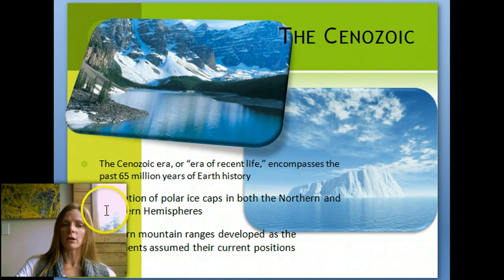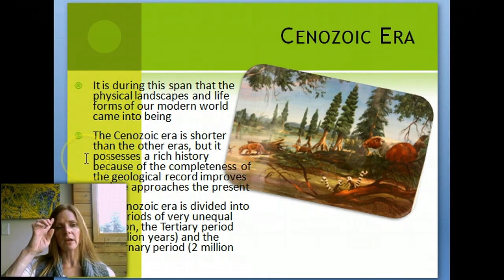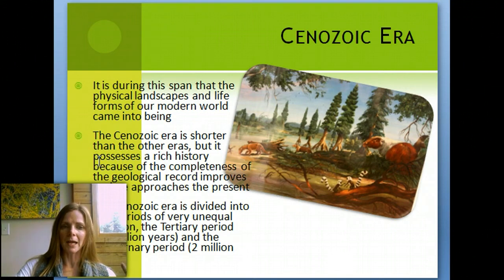So, formation of the polar ice caps, both in the northern and the southern hemispheres. Modern mountain ranges started to develop in the Cenozoic era, so the mountain range that we know so well, the Rocky Mountains, okay, and they assumed their current positions as they are now, right? During this time span, the physical landscapes and life forms of our modern world, what we see today, started developing 65 million years ago. The Cenozoic era is shorter than all the other eras, but it possesses a very rich history because we're able to basically put the pieces together a lot easier than some of the older time periods.